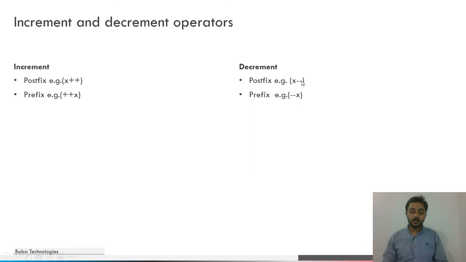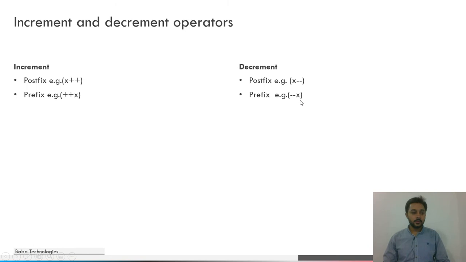If it is 100, the output will be 99. If x is 85, the output will be 84. It decreases by 1, and the concept is the same as the increment operator. In prefix, first of all it decreases by 1 and then, for example, if x has the value 100, it decreases by 1 and then it is assigned to x. So the output will be 99 also.